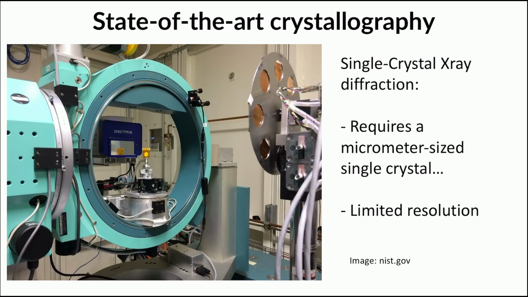So let's also compare with the aforementioned X-ray crystallography techniques. This is a synchrotron, and this requires a single crystal which is large enough, micrometer size, which we know is a problem because we're not usually able to get crystals. This is in addition to the limited resolution that is known for X-rays.